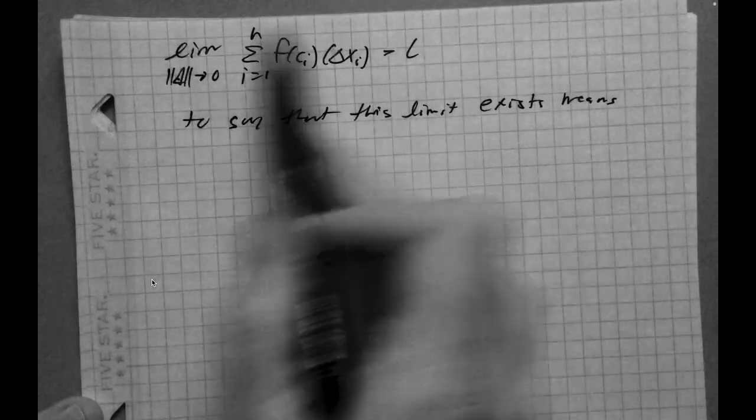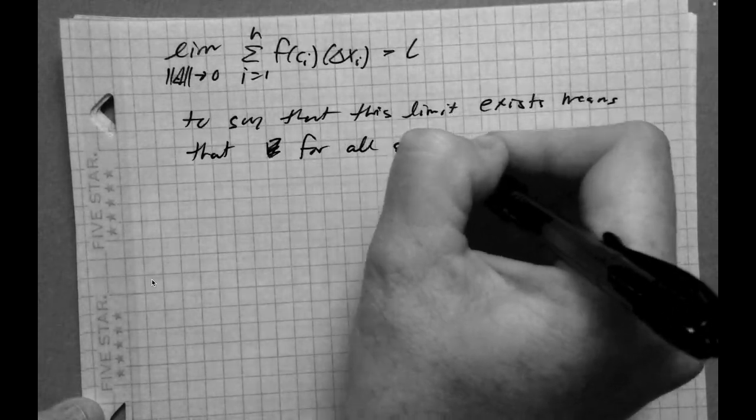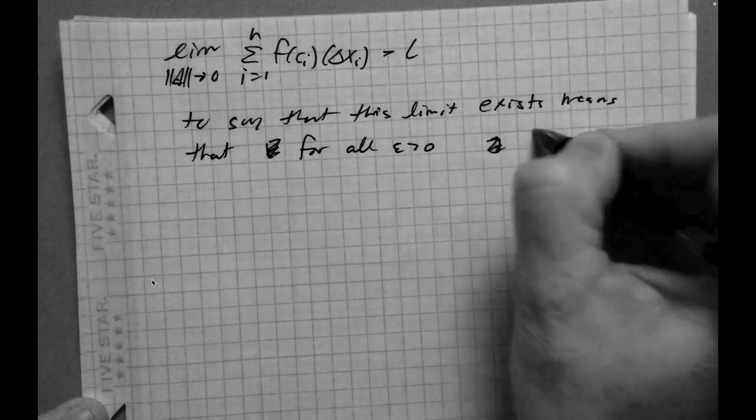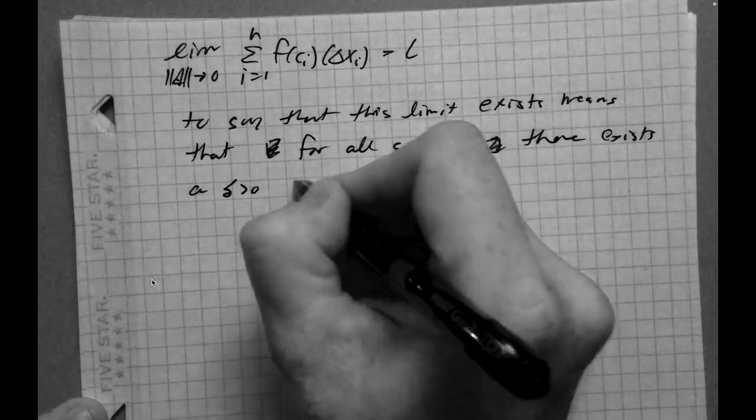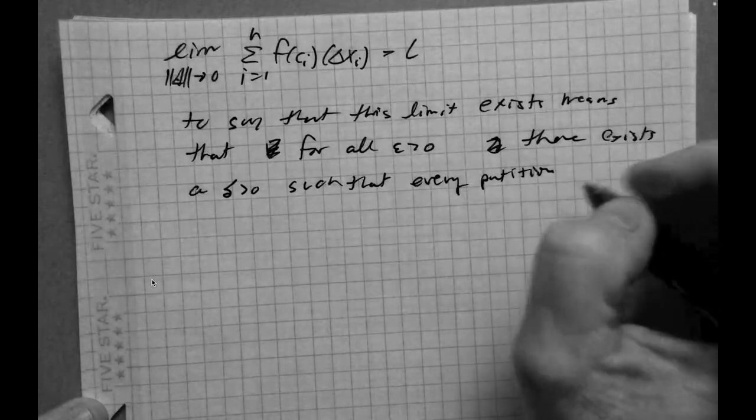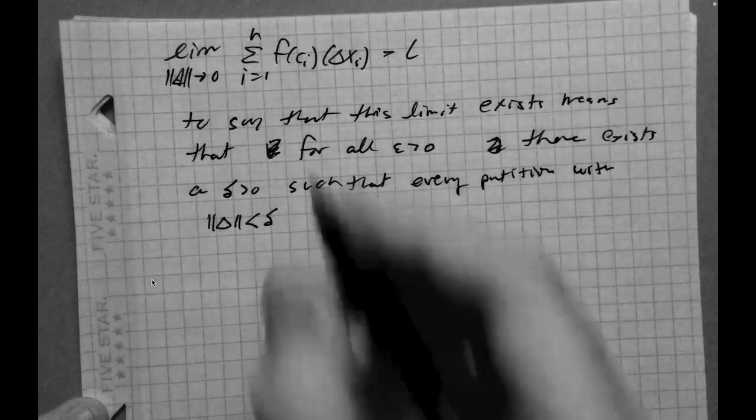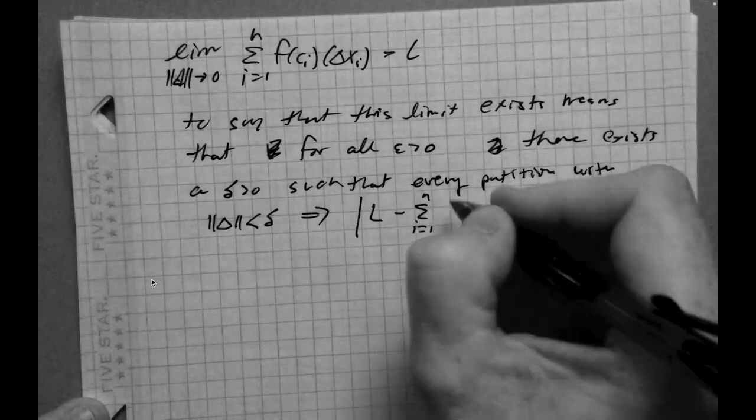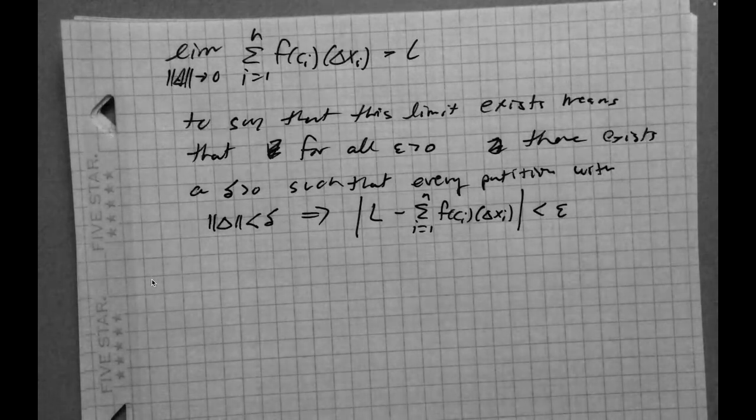But to say that this limit exists means that for all epsilon greater than 0, so any positive quantity given, there exists a delta greater than 0 such that every partition with the norm of the partition being less than delta will imply that the value L minus the Riemann sum is less than epsilon.